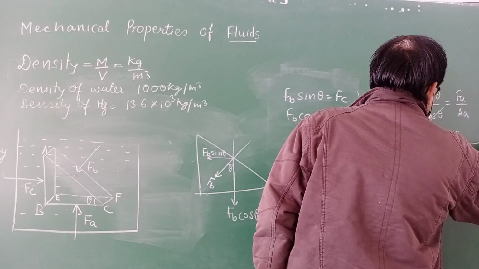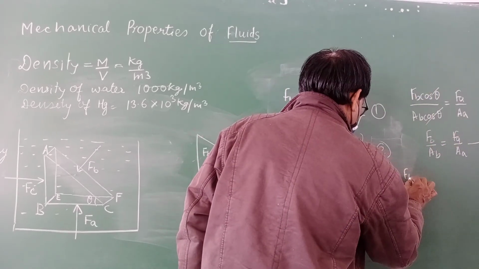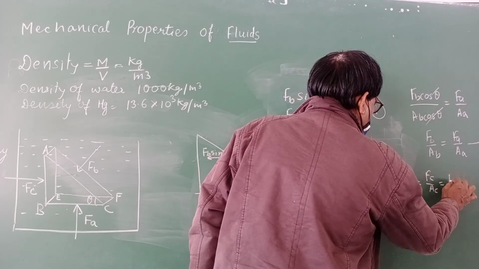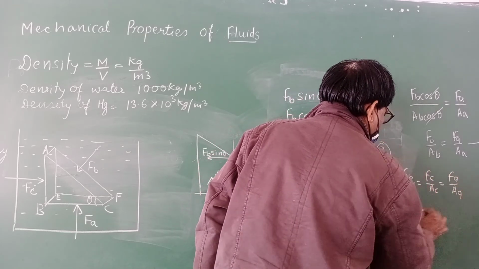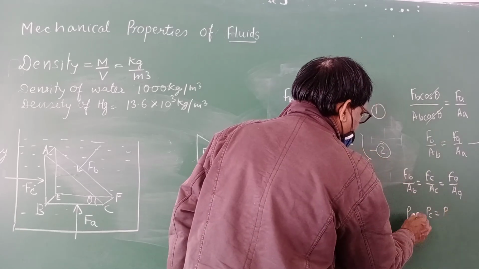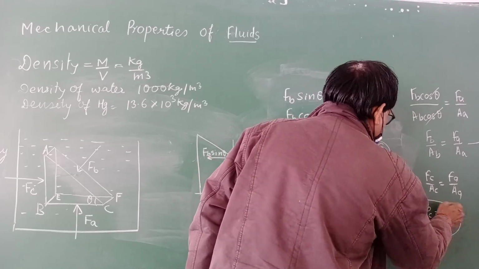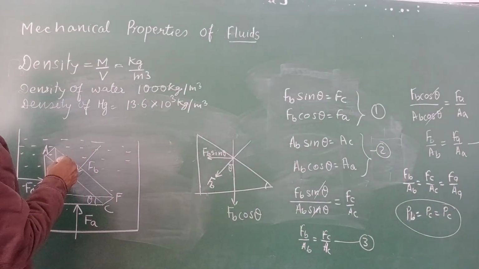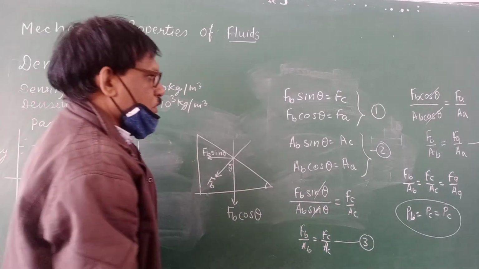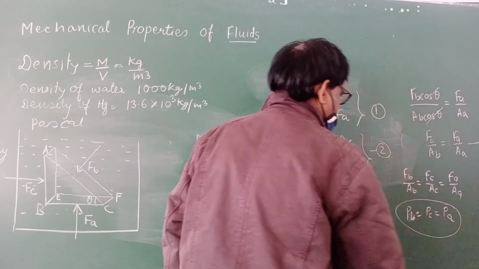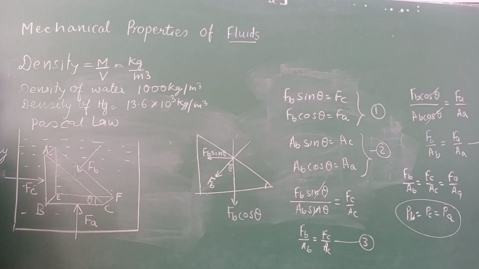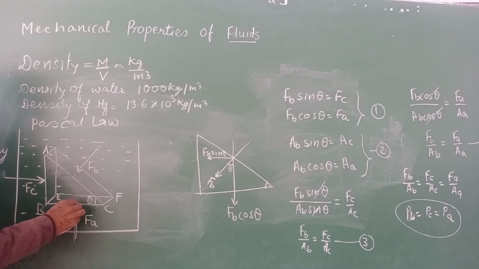Now we can join all this, 1 to 4. So FB upon AB is equal to FC upon AC, and it is equal to FA upon AA, which will be PB equal to PC equal to PA. So this is the Pascal's law. What we have discussed, PB, PC, and PA, this is Pascal's law. According to Pascal's law, the pressure is equally transmitted in all the directions.